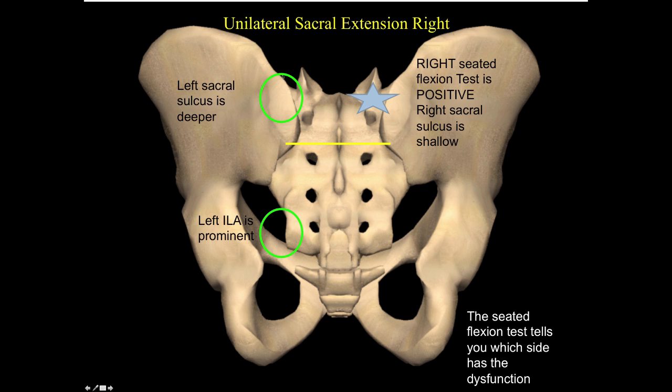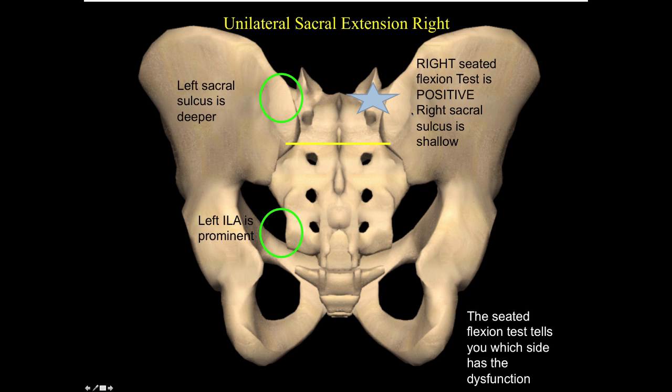So this circle is not exactly over the sulcus. It should be shifted over here a little bit. But this would be the deep sulcus and the prominent ILA. So again, because they're on the same side, this is a unilateral dysfunction.